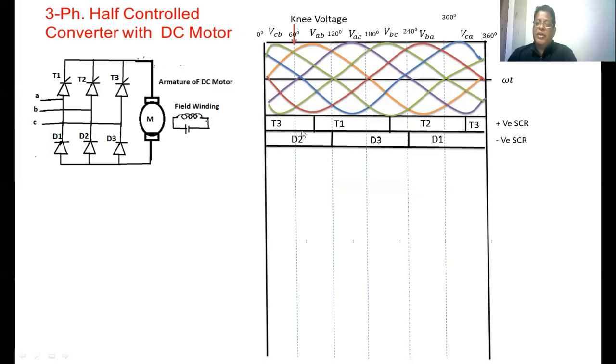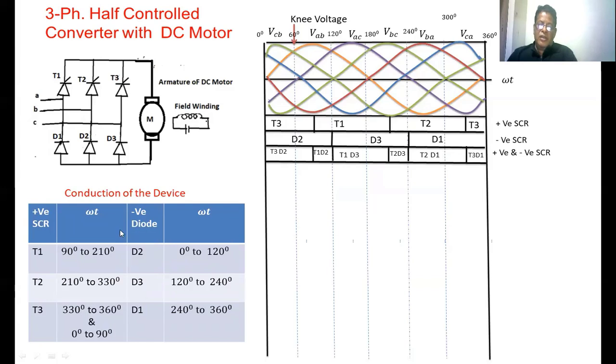The conduction region of the diodes does not depend upon the firing angle. It only depends upon when the particular input voltage is more negative. The instant at which an SCR turns on depends highly on the firing angle we take. In this case, we have taken the firing angle alpha equal to 30 degrees. That you have to keep in mind. Now, these are the conductions of the two devices. From this point to this point, T3 D2, here T1 D2, here T2 D3, T2 D1. From this point to this point, T3 D1.